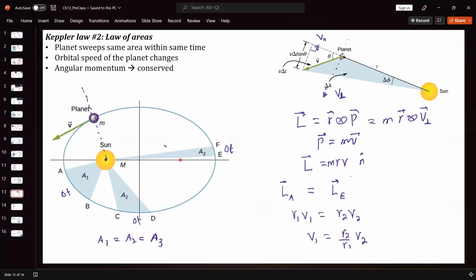Obviously you can see this is r2 and this is r1. r1 is obviously less than r2. What does that mean? r1 less than r2 means v1 is much larger than v2. When it is closer to the sun, it's moving faster, and when it is further away from the sun, it moves slower. So that's the idea. Its angular velocity automatically adjusts, but the amount of cross-section area always remains constant. So that's the idea.